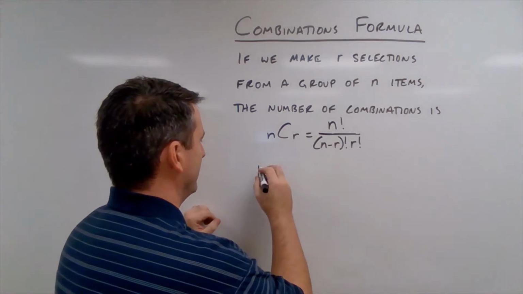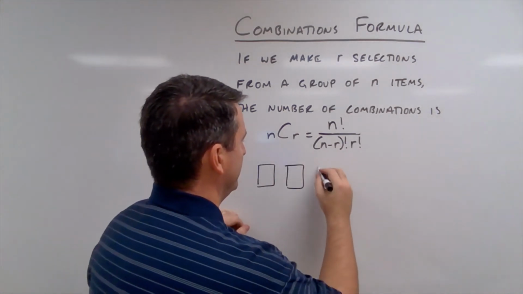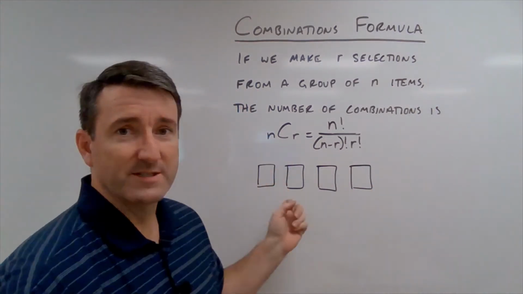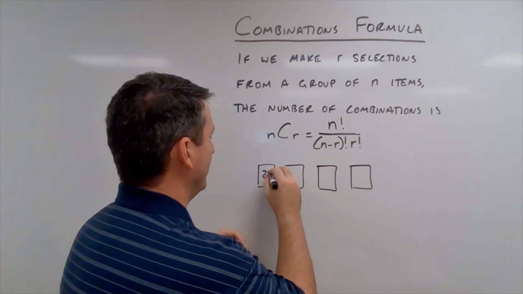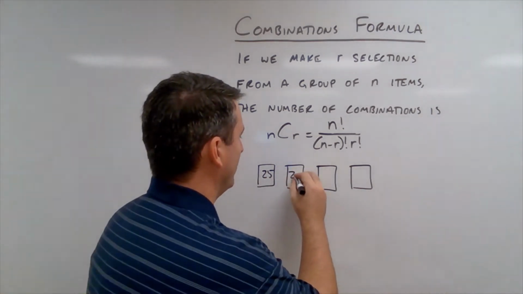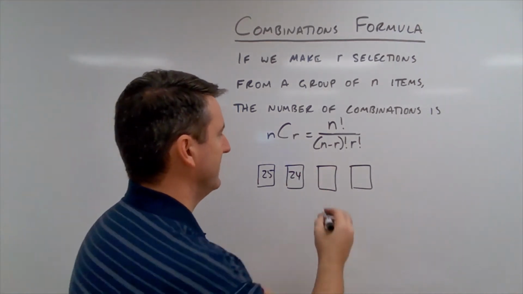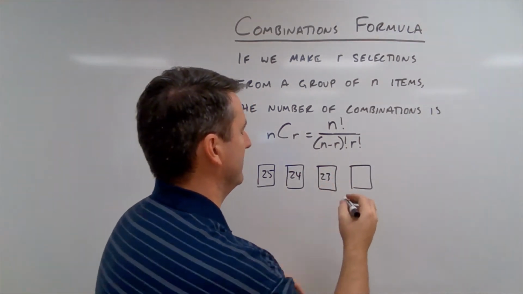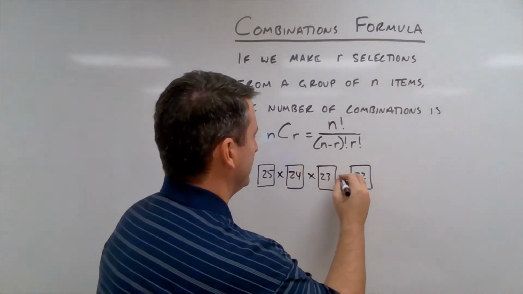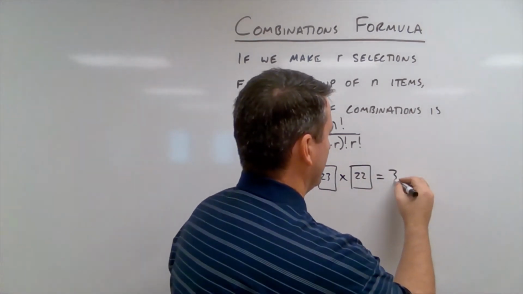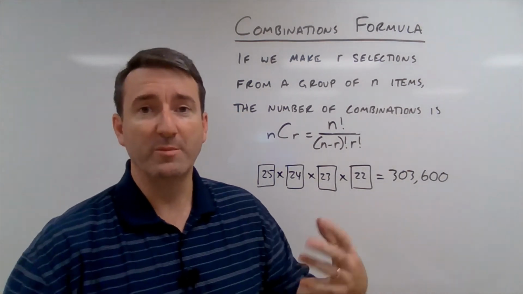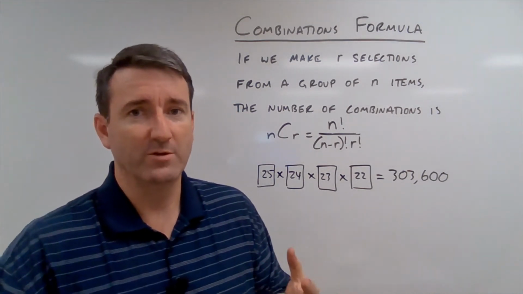So we said that there was a president and a vice president and a secretary and a treasurer. When we go to select the president, we've got all 25 members of the group to select from. But once we've selected a president, we only have 24 left to select the vice president, then 23 for the secretary and 22 for the treasurer. We multiply all those together and we get 303,600 different permutations, different leadership teams that we could create.